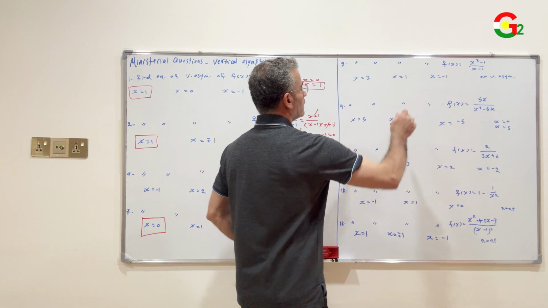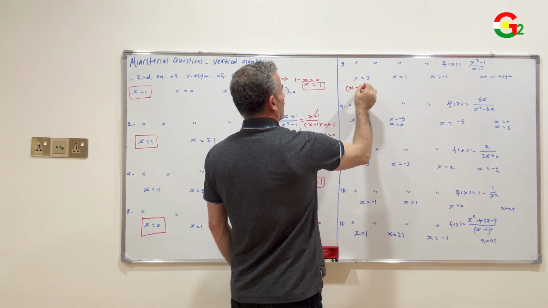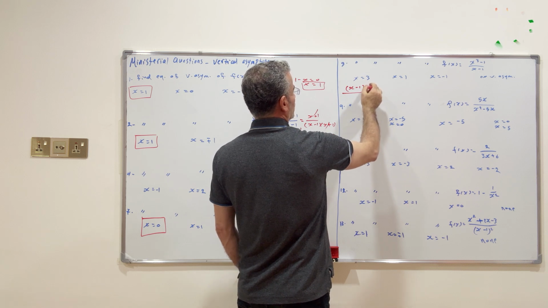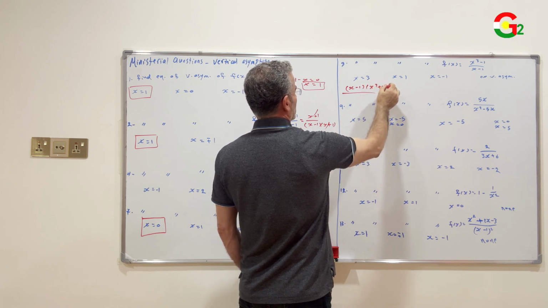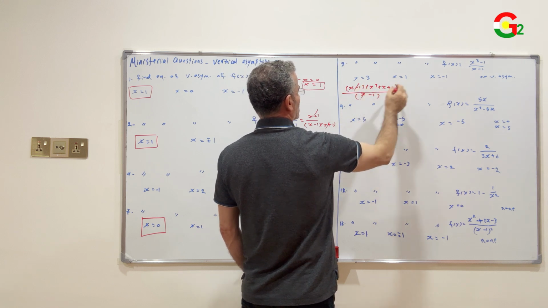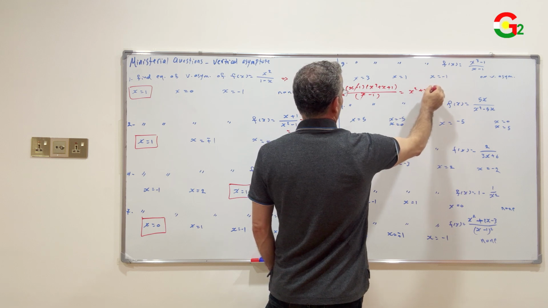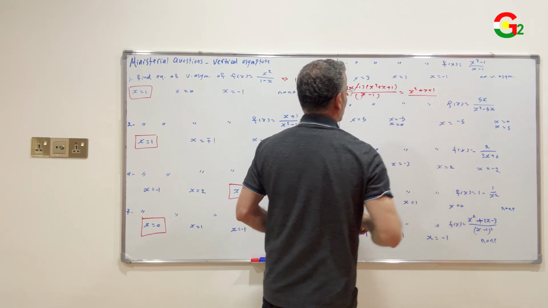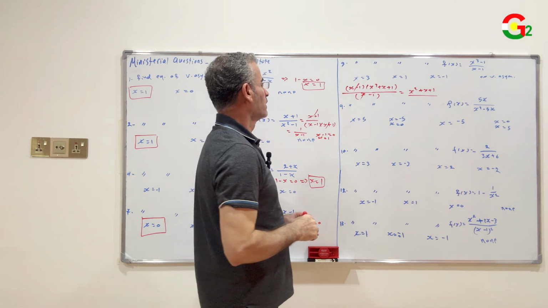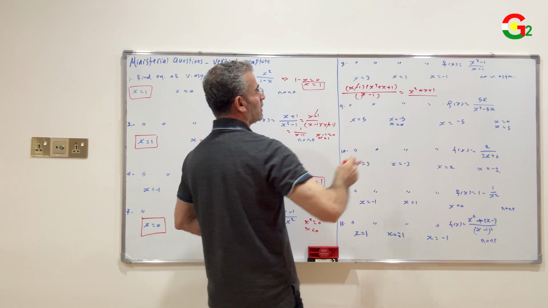Question number 8, analyze the numerator, the difference of 2 cubes, x power 2 plus x plus 1 over x minus 1. Reduce x minus 1 with x minus 1, we will get x power 2 plus x plus 1. This function is a polynomial of degree 2, so it has no vertical asymptote.